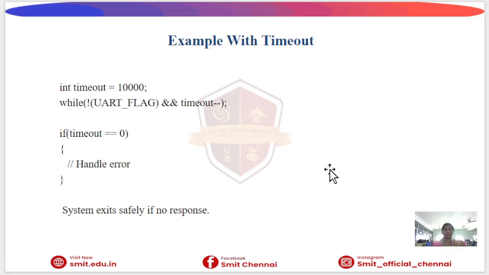And the example with timeout: int timeout = 10000; while (!UART_flag && timeout). Here they are mentioning the timeout. If timeout is equal to 0, then the system exits safely if there is no response. The timeout counter is initialized here. So the loop checks both conditions: whether the flag is set and the timeout. If the flag is not set, the counter becomes 0 and it exits. So the system is safe and the error will be handled. This is a professional coding practice.